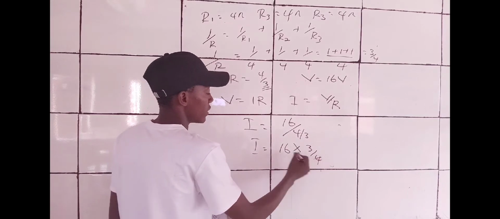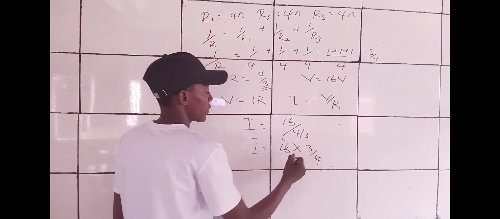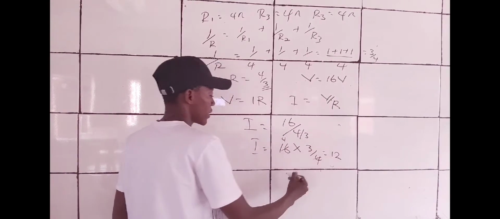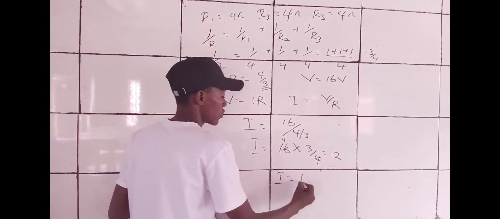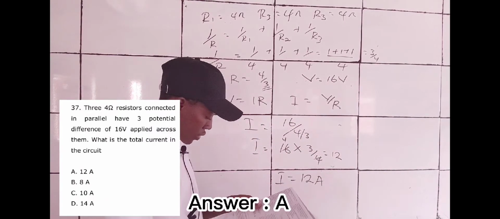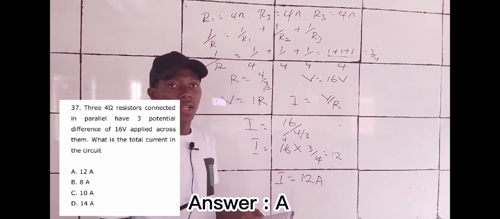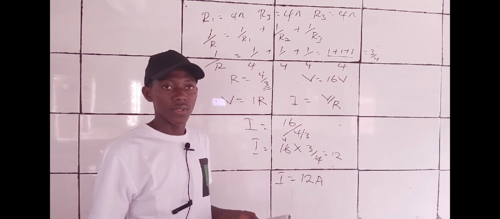So now 4 can divide 16. 16 divided by 4 is 4, and 4 times 3 is 12. It is telling me that my current now is 12 amps. And this corresponds to option A in the question. So option A is the final answer. I hope that answers the question.